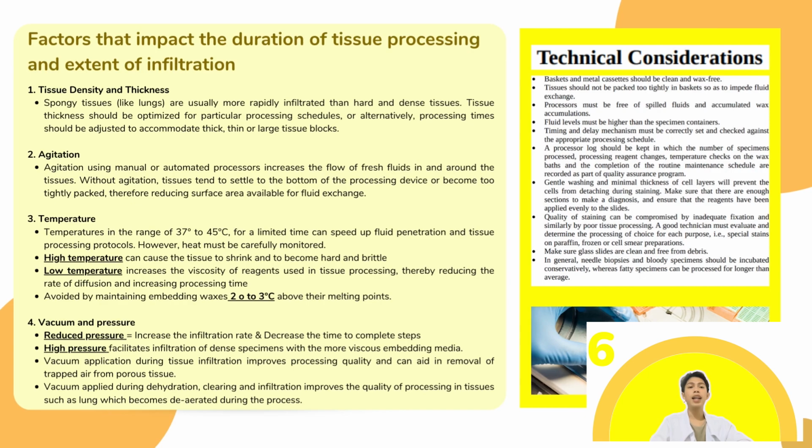First, tissue density and thickness. Spongy tissues like lungs are usually more rapidly infiltrated than hard and dense tissues. Tissue thickness should be optimized for particular processing schedules, or alternatively, processing time should be adjusted to accommodate thick, thin, or large tissue blocks. So the amount of time to process a tissue will depend on how big or how thick or how thin they are.